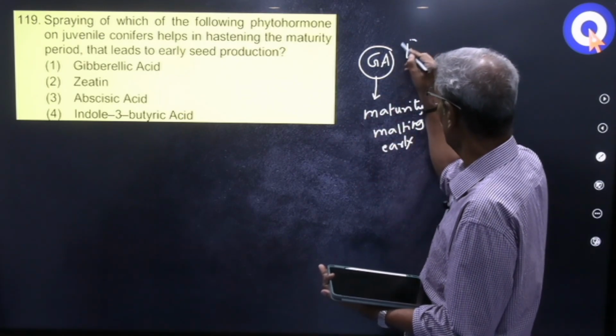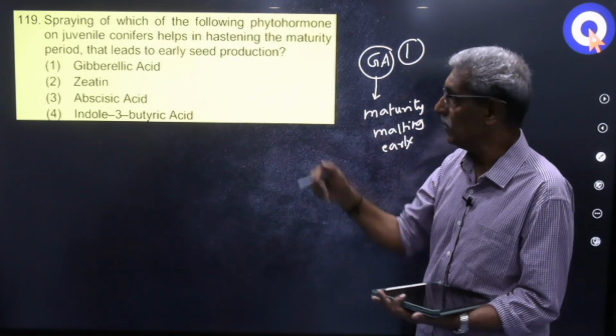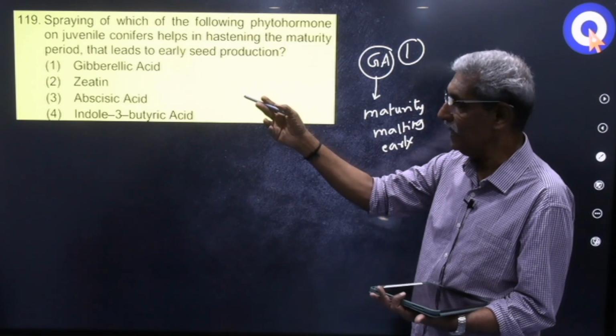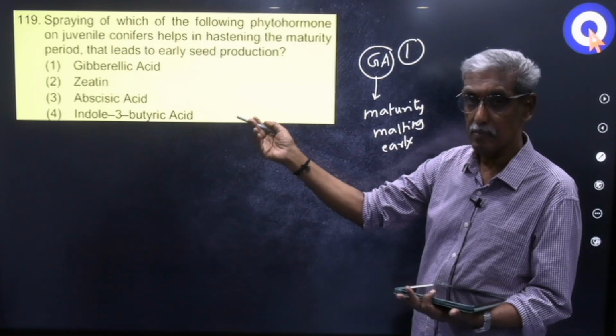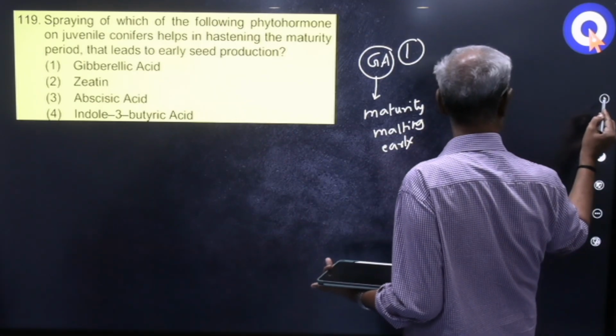So option number 1 is gibberellin. Remember, zeatin is primarily related to maize. Abscisic acid is the stress hormone. Indoleacetic acid is primarily a growth promoter.